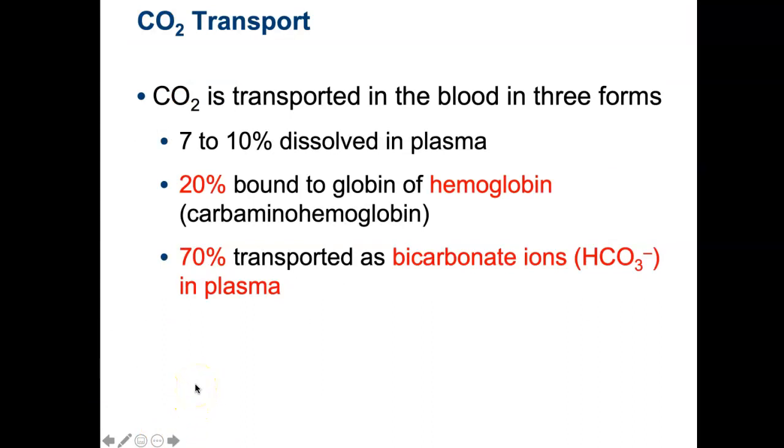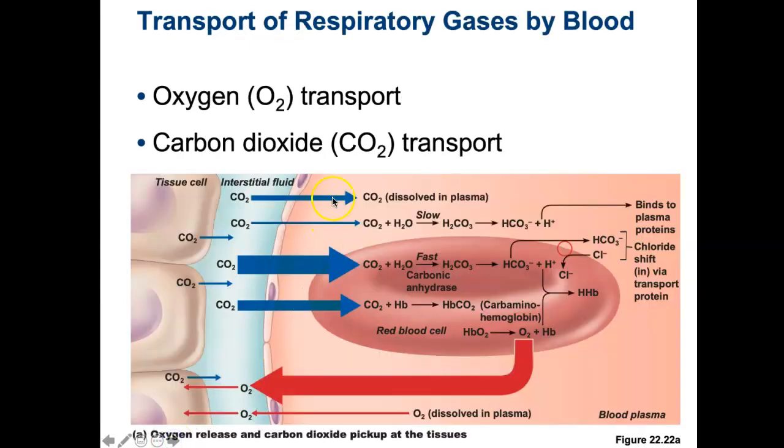So the CO2 transport here, this is the one that's confusing for people. There are 3 ways that we can transport CO2. Most of us would think that carbon dioxide is bound to hemoglobin, but it isn't, right? We know from that other video that about 70% of our carbon dioxide is transported as bicarbonate ions in the plasma. So oxygen transport, carbon dioxide transport, here's our 3 pathways.